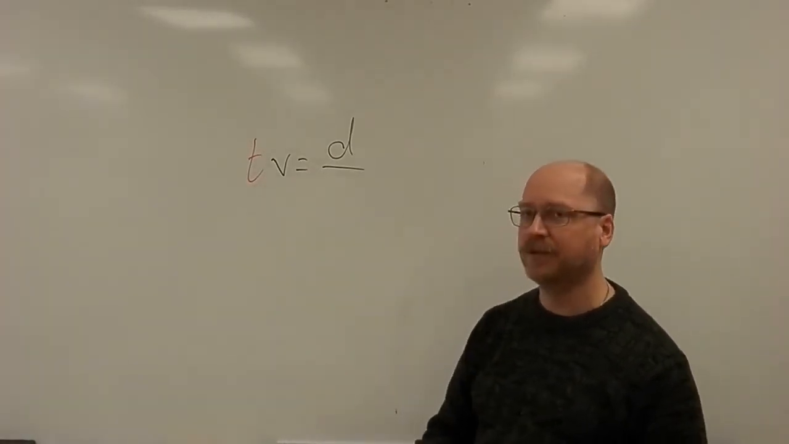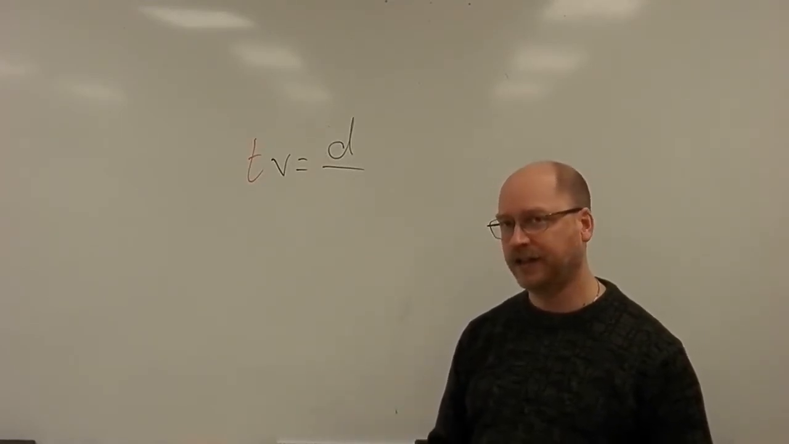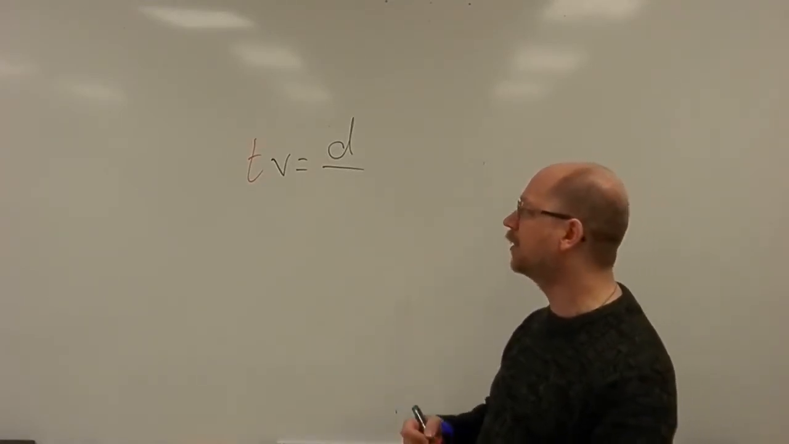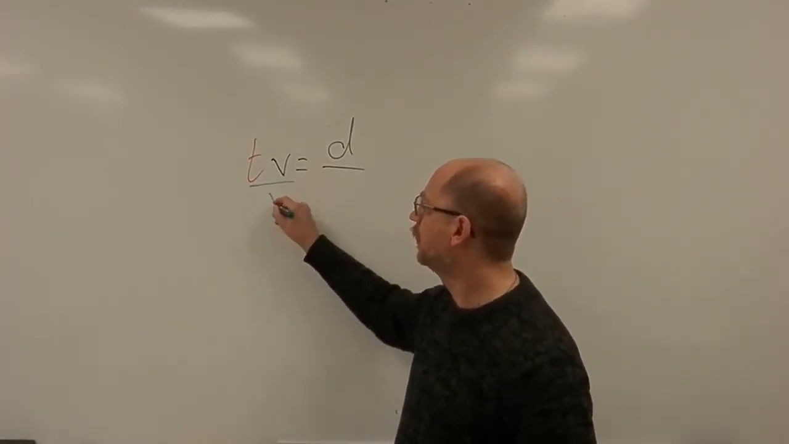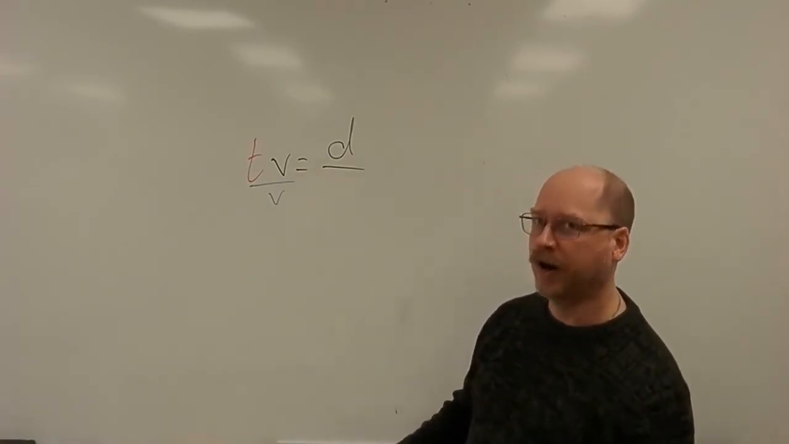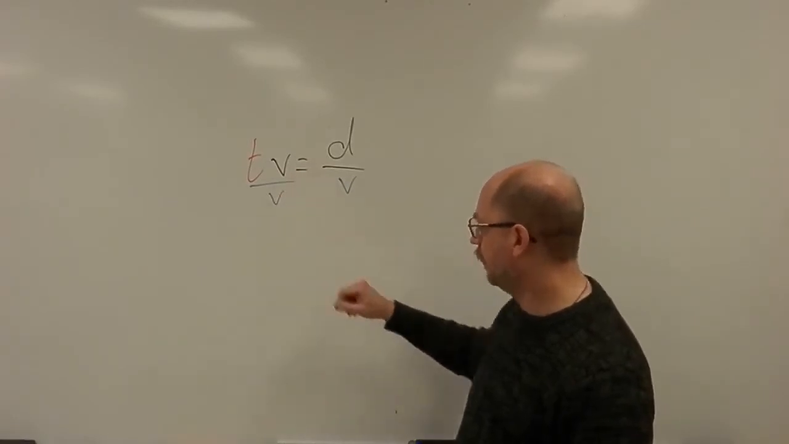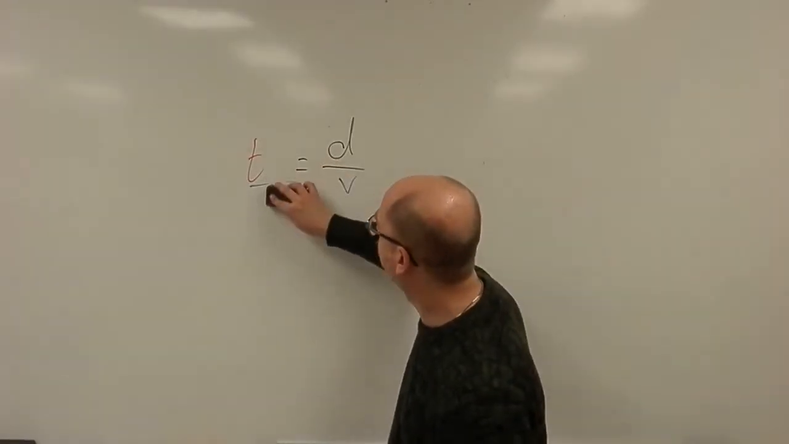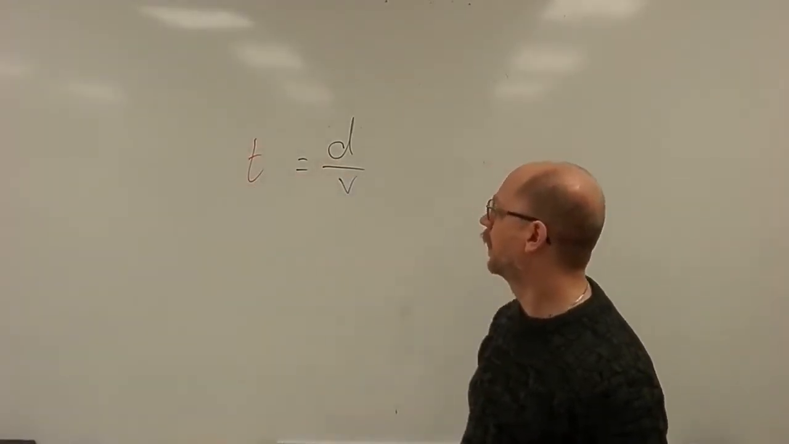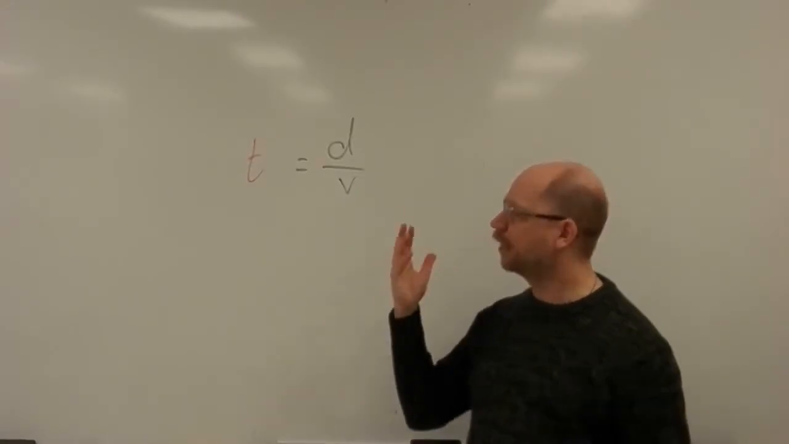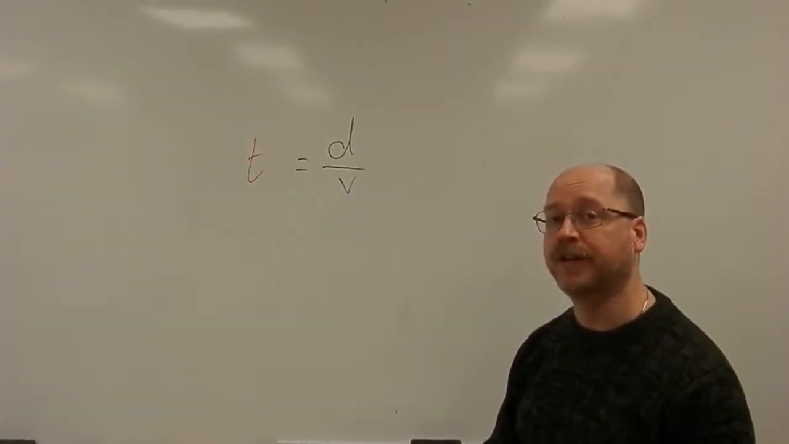It means that I'm not done yet, because I still need to do the next step, which is, I've got t times v. I want to isolate t still. I have to do the sort of in-between step. So divide by v. What I do to one side, I must do to the other. V divided by v equals 1. So there's my new formula. T equals d over v.